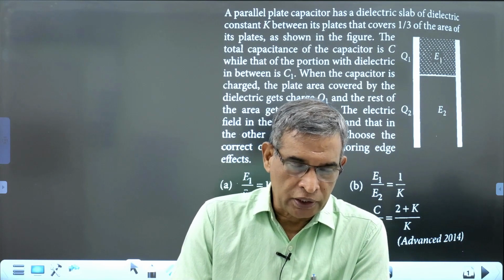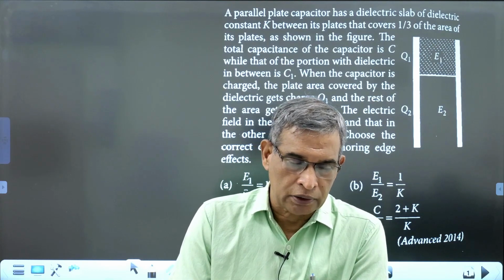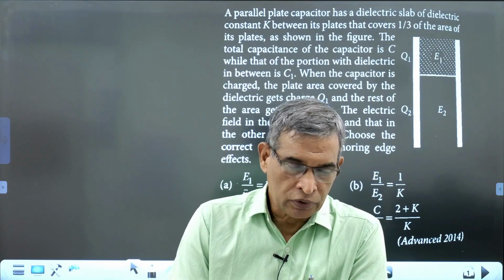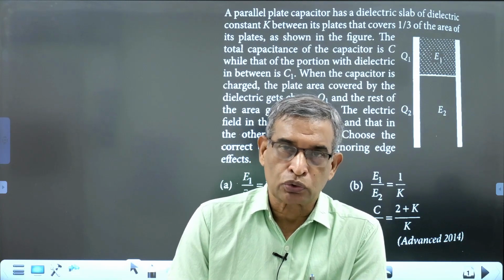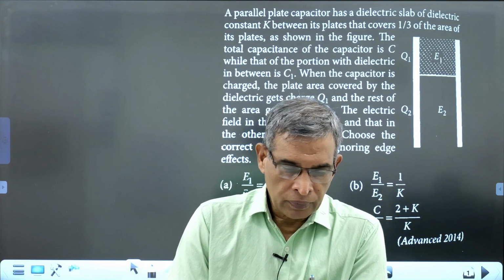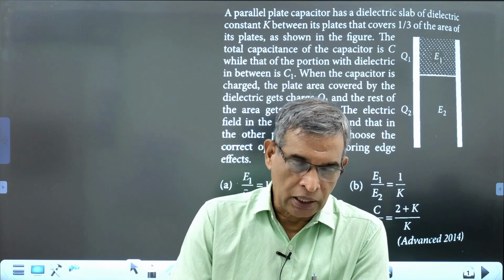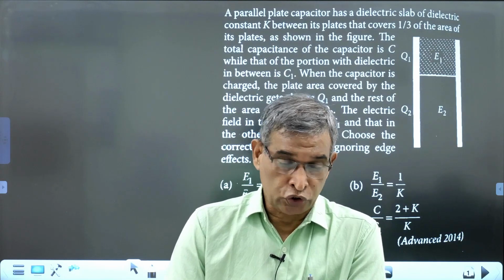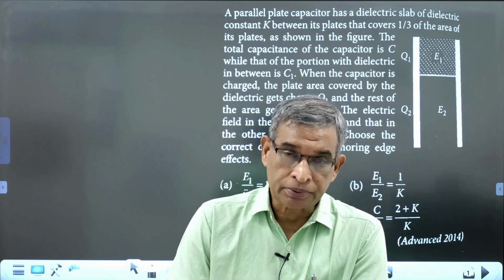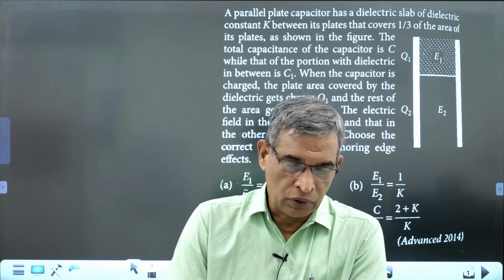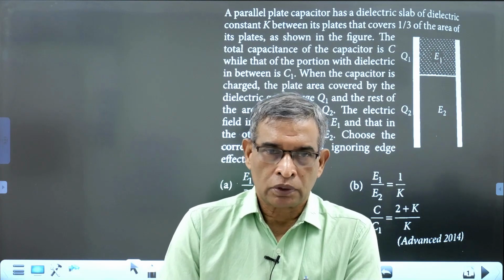When the capacitor is charged, the plate area covered by the dielectric gets charge Q1 and the rest of the area gets charge Q2. The electric field in the dielectric is E1 and that in the other portion is E2. Choose the correct options, ignoring the edge effect. It is a multiple option question.